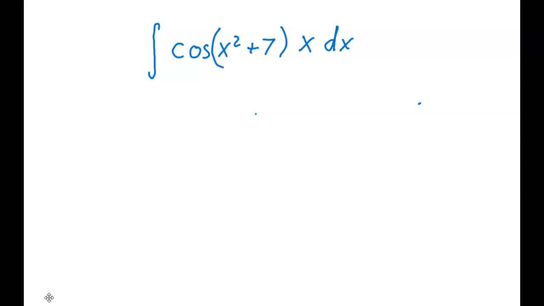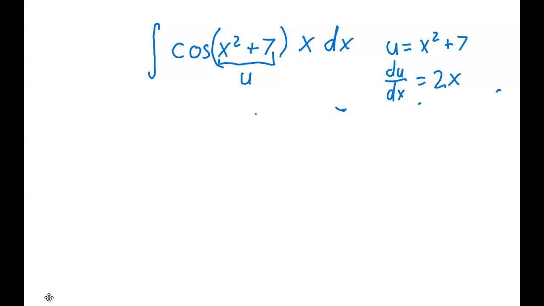When I say U, it's going to end up being the thing that's inside the parentheses somehow. So in this case, U is x squared plus 7. Over to the side here, I'm going to write U equals x squared plus 7. And then I'm going to take the derivative of both sides. But I'm going to write the derivative not as u prime, but as du over dx. du over dx equals 2x. Okay?